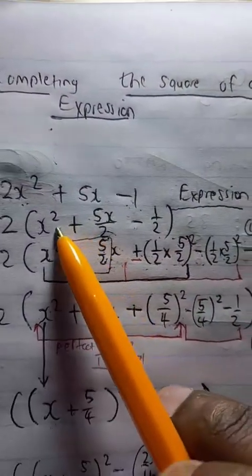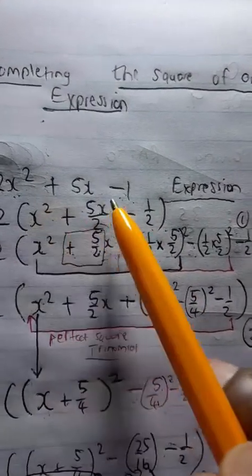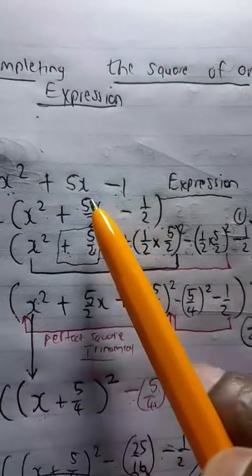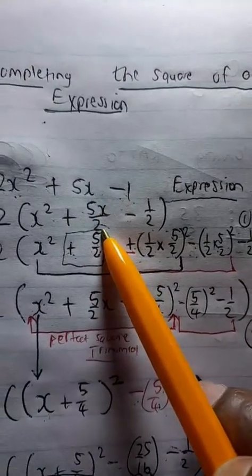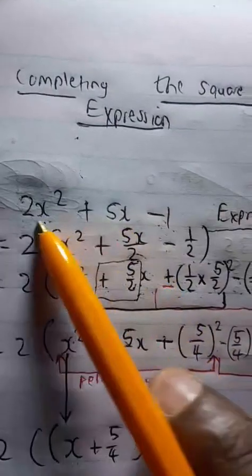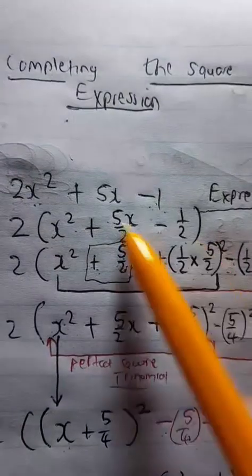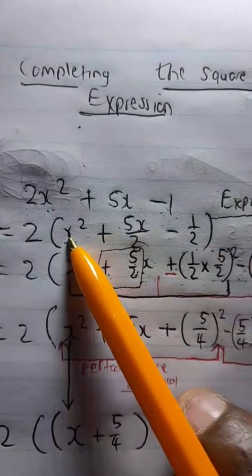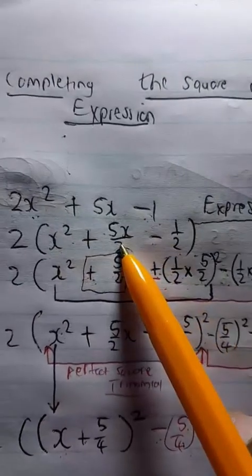Now you go to your expression. In the expression that is inside the bracket where the x squared term is 1, what is the coefficient of the x term? It is 5 over 2. This is where we start completing the square. So we're not focusing on the original one. We are focusing on this expression inside the bracket that has the coefficient of x squared, which is 1. That's where we start completing the square of the expression.